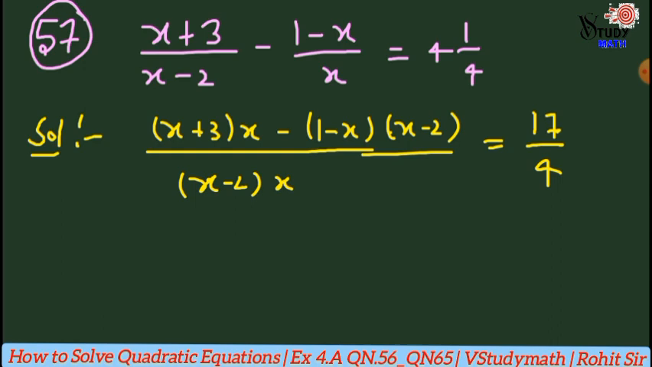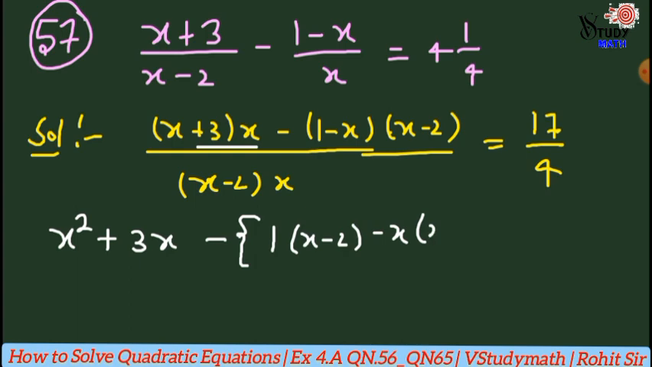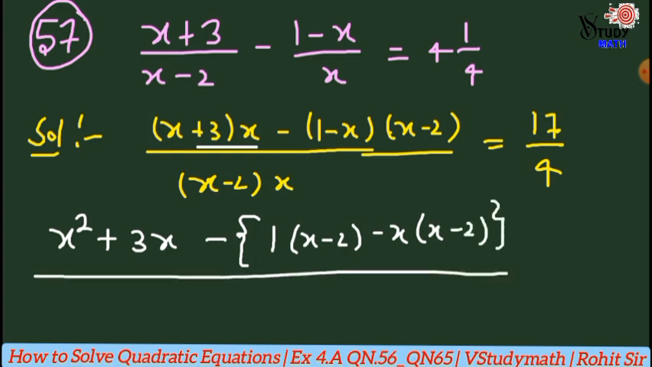Now apply the distributive law over addition in the first term here: x square plus 3x. Now in the second term, curly bracket, 1 is going to multiply (x minus 2) and negative x is going to multiply (x minus 2), curly bracket close. Now apply the distributive law over subtraction in the denominator. Then we have x square minus 2x is equal to 17 upon 4.